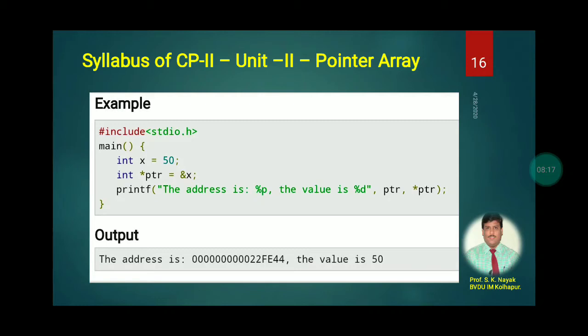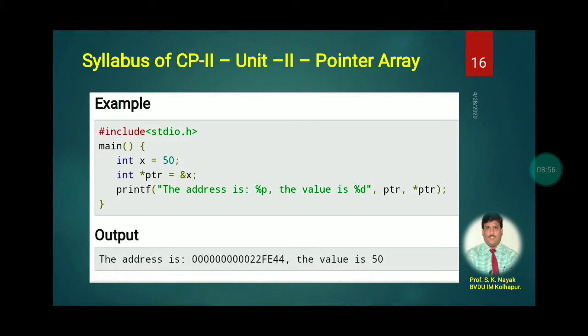Now next we will have int star ptr. What is this? This is a declaration of a pointer. Star ptr means star indicates the pointer, right? So the pointer name is ptr. Now this ptr will hold the ampersand of x. The address of x will be assigned to ptr. The pointer always takes the reference and through the reference we can access the value of that variable. Now the third step you will have the printf statement.